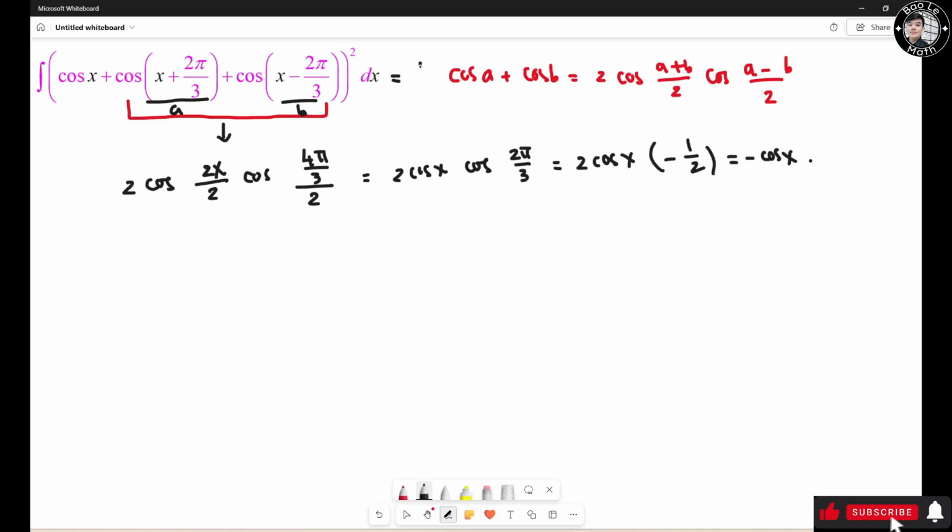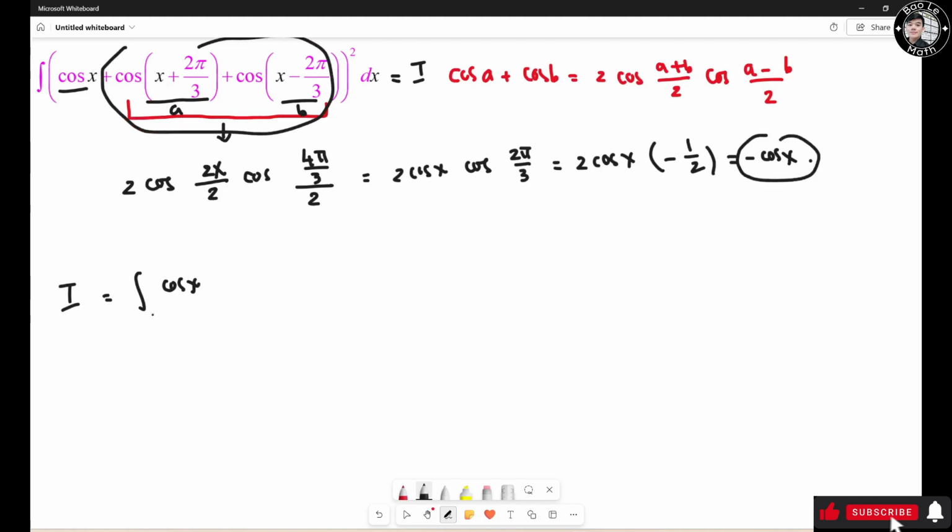Now I call this one I. So I becomes the antiderivative of the squared expression, which I just rewrite: this is minus cos(s), squared, ds. So it turns out to be the antiderivative of 0 ds, so it's going to be C, where C is a constant. This one is the final answer.